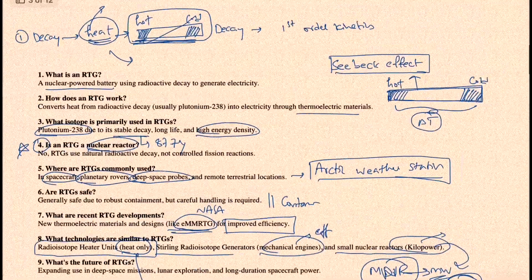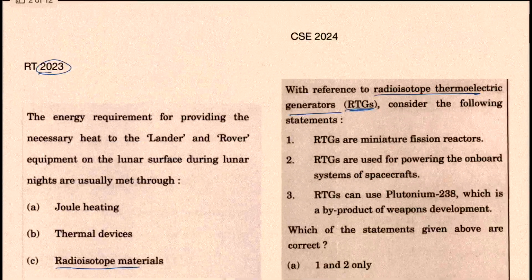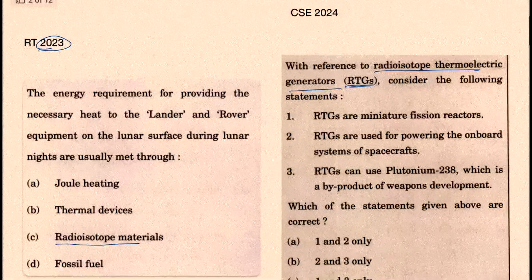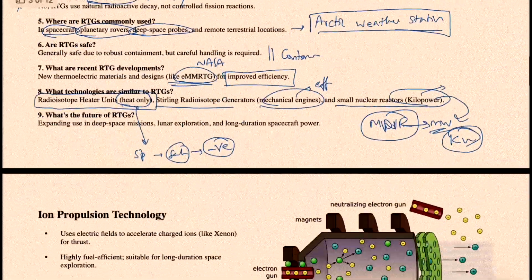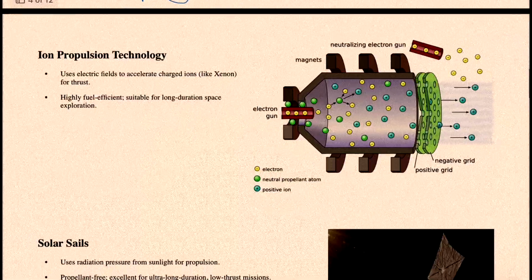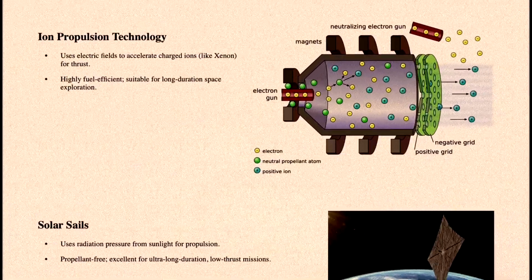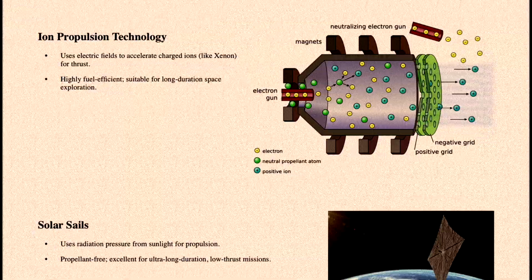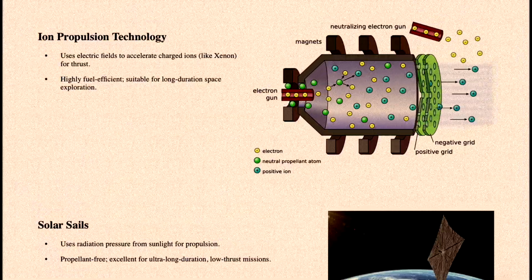So with this, I have discussed the major aspects of RTGs. Based on what I have said, I think you can solve these two MCQs, the PYQs. Coming to propulsion technologies: the RTG is used to power the space missions. Now we will discuss two important technologies that are used for propulsion.